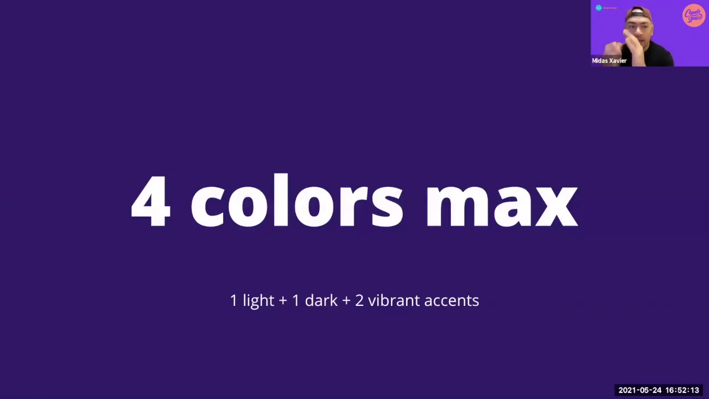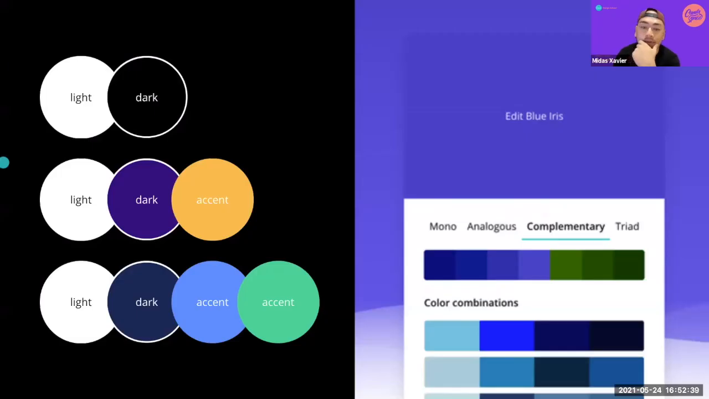Now, in creating a design, we do not want to overwhelm our audience with a lot of colors, right? Because that will be uneasy to the eyes or uneasy to look at, correct? So in creating a design, we have a rule when it comes to adding colors. It should be 4 colors max. It should be one light, one dark, and two vibrant accents. How to do that? You could use this reference. So the first one, they use light white, and then black for dark, then light, dark, and accent, and then again light, dark, and accent.